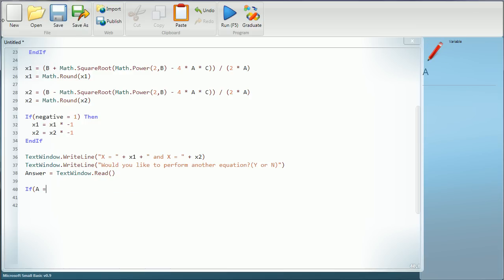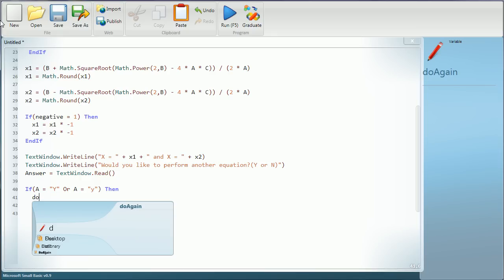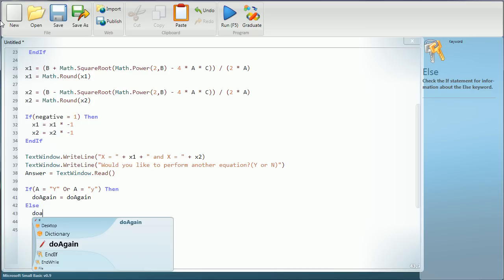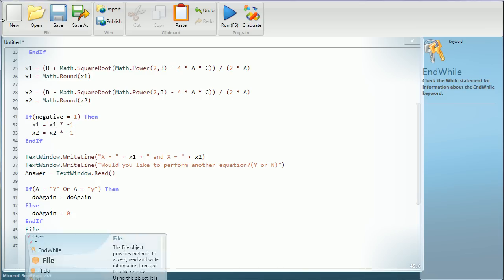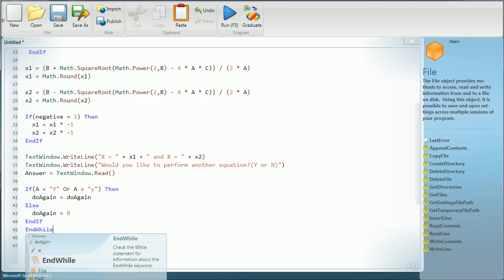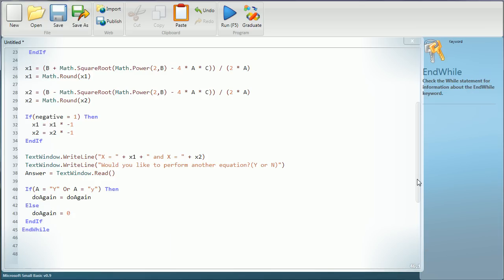A equals capital Y, or A equals lowercase y, then do again equals do again, else do again equals 0. And if and while, there we go, and our entire program is completed.